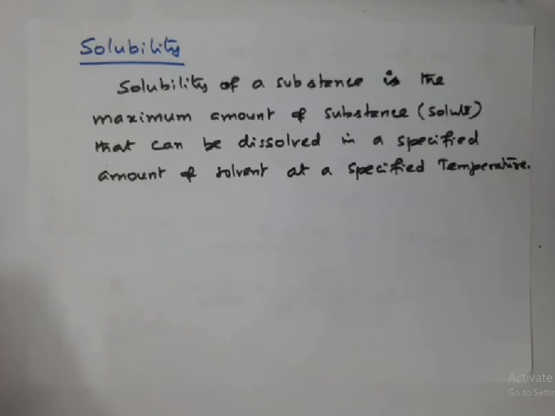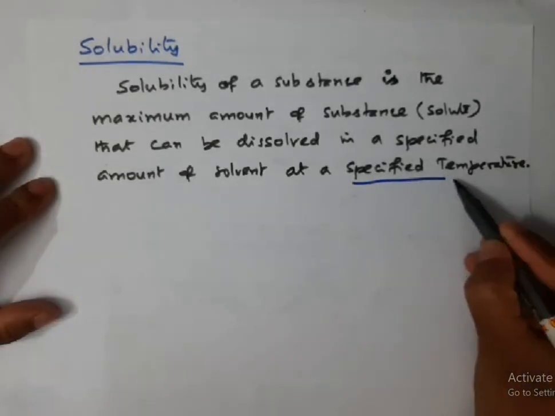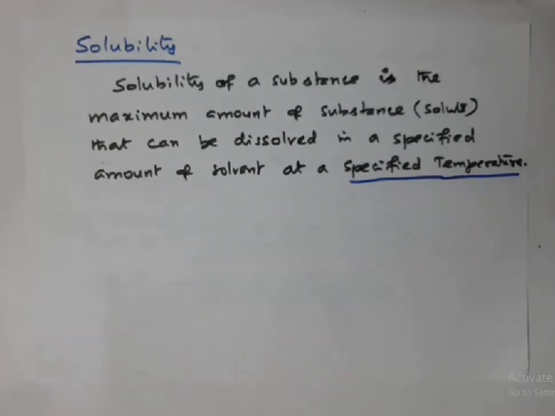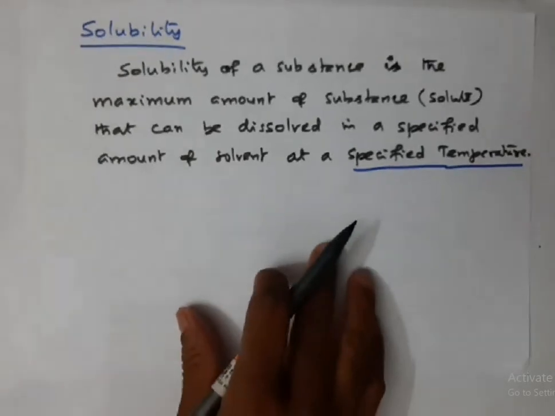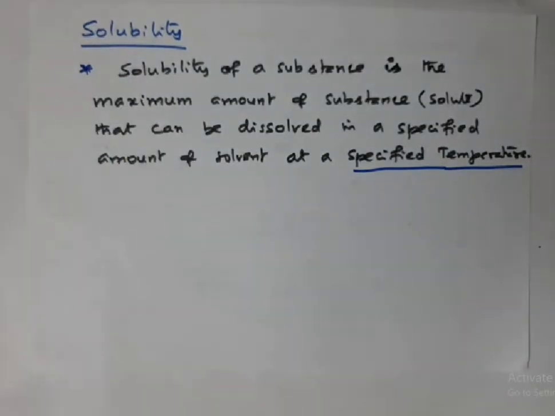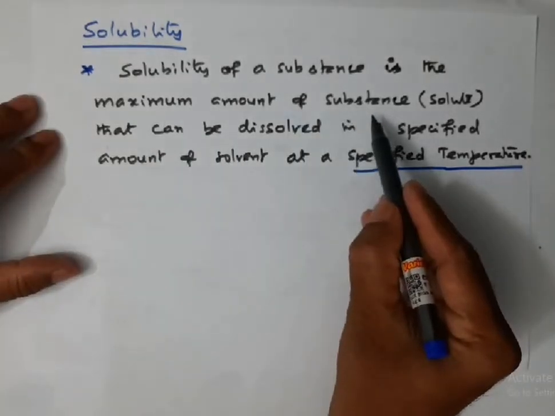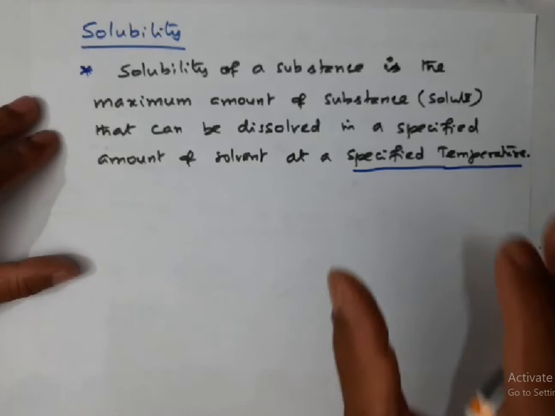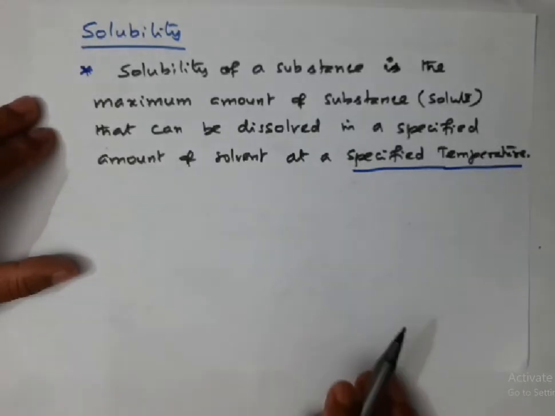This is very important because solubility, in most cases, is affected by temperature. So whenever you give solubility for any substance in a solvent, you should mention the temperature. It's very, very important. This is the basic definition of solubility: the maximum amount of substance that can be dissolved in a specified amount of solvent at a specified temperature.